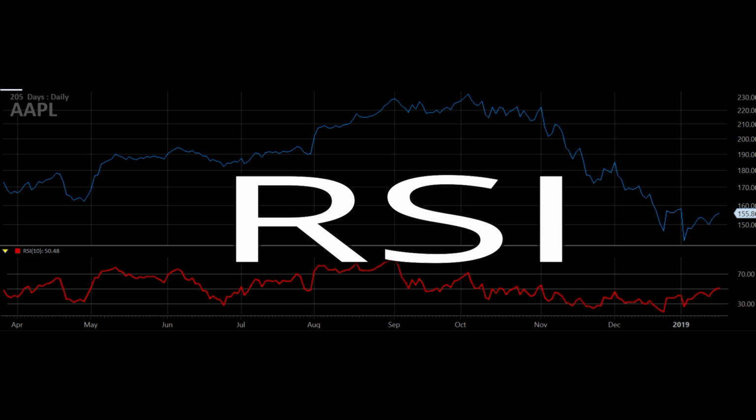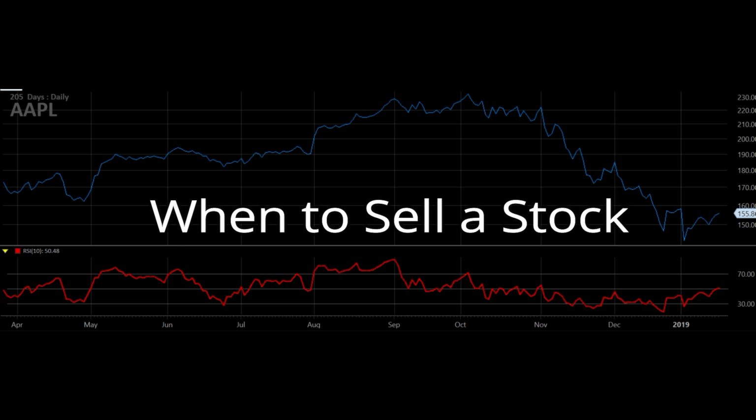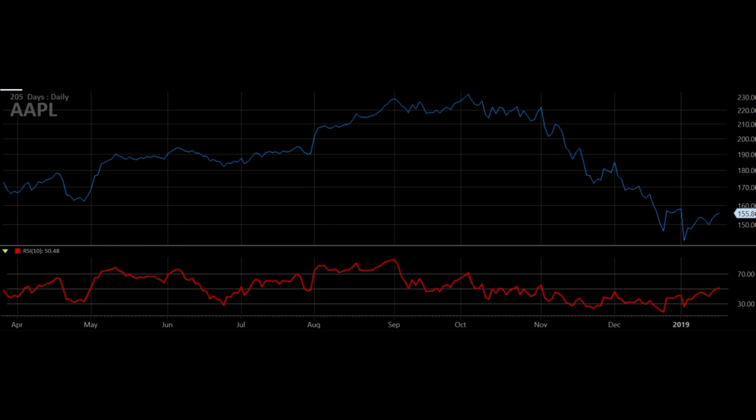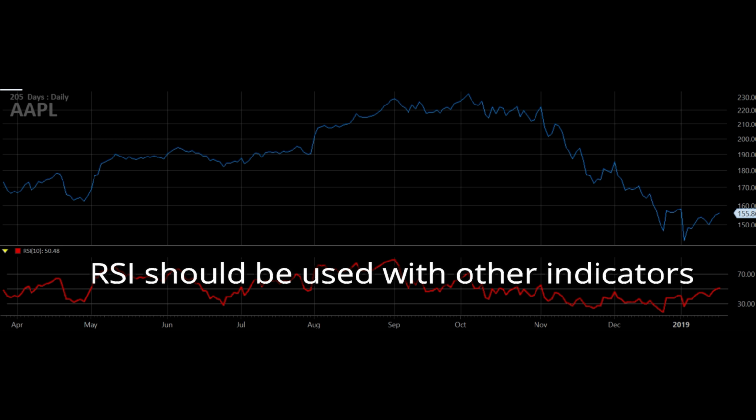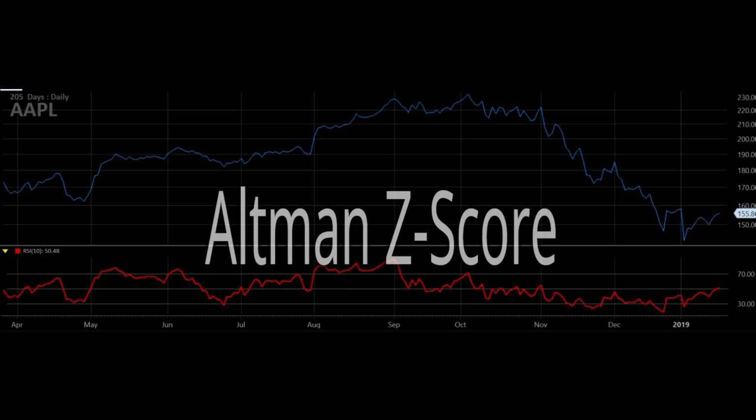Remember, the RSI is a popular technical indicator that can really be useful to let us know when to buy a stock, when to sell a stock, or even when to refrain from buying a stock. However, the RSI should always be used in conjunction with other indicators. You should also consider company fundamentals, including the Altman Z-Score.